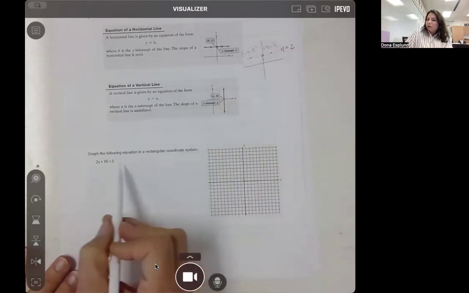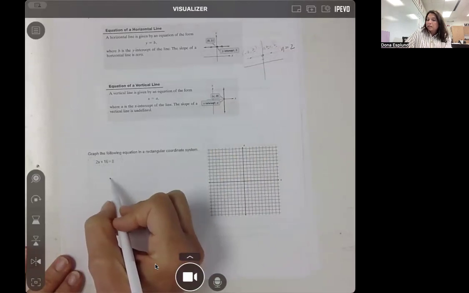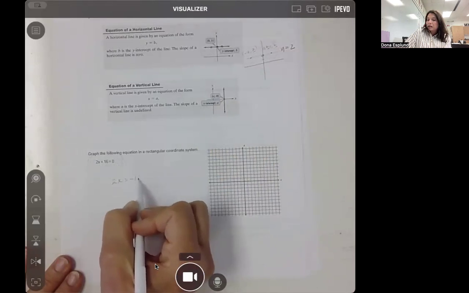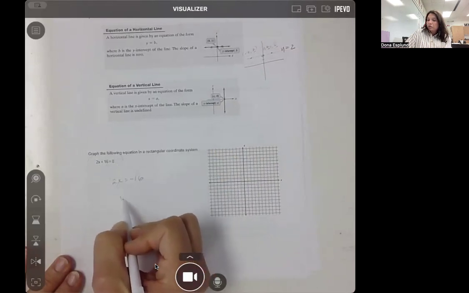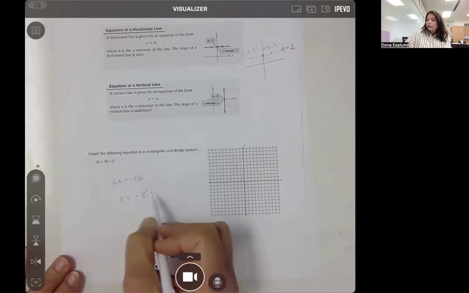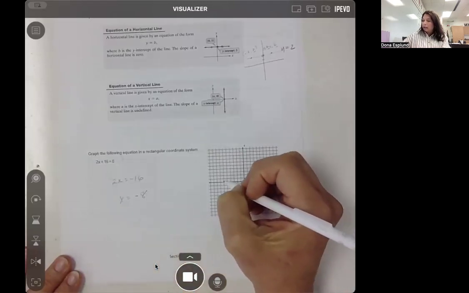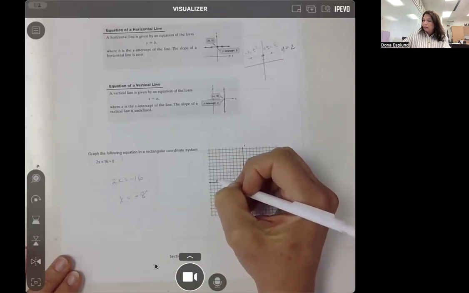So when you have an equation like this, what you'd want to do is just solve. So 2x plus 16, move the 16 to the other side. So 2x is going to equal negative 16, and divide by 2. So x is going to equal negative 8. That means I've got an x equals, a vertical line. So I go over back 8: 1, 2, 3, 4, 5, 6, 7, 8. And then I'm going to put a vertical line.